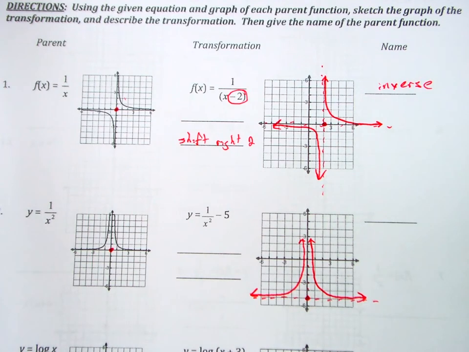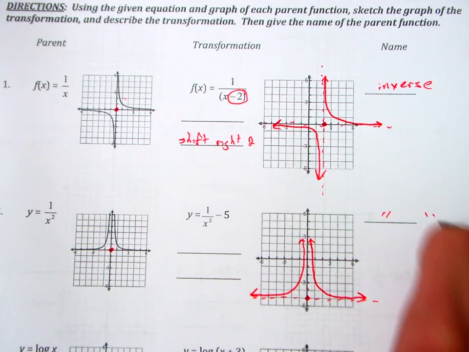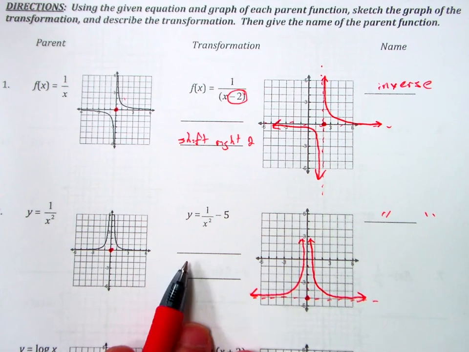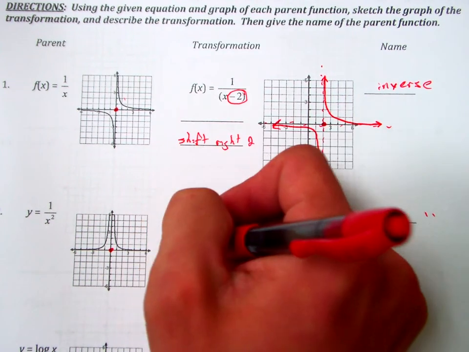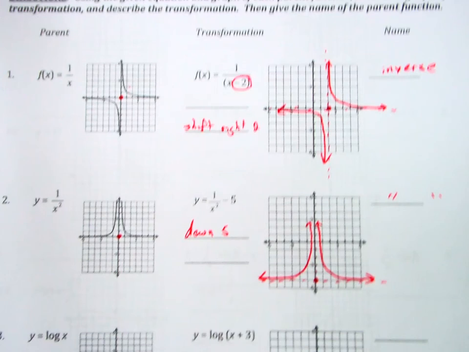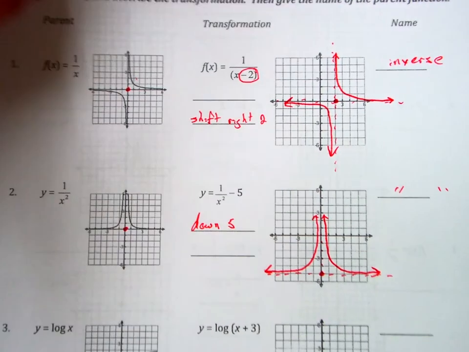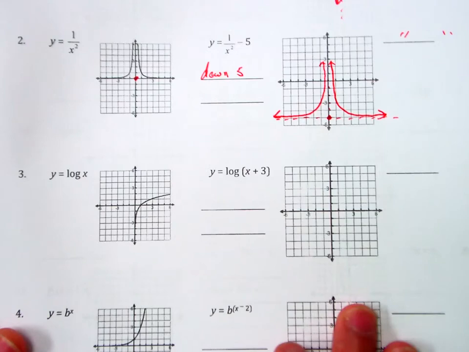Okay, there's my new function. It's just down 5. That's called the inverse squared function. All right, inverse squared, and it shifted down 5. Let's see if I can get a few more in here. I'm just going to go through and talk about them now for a second.